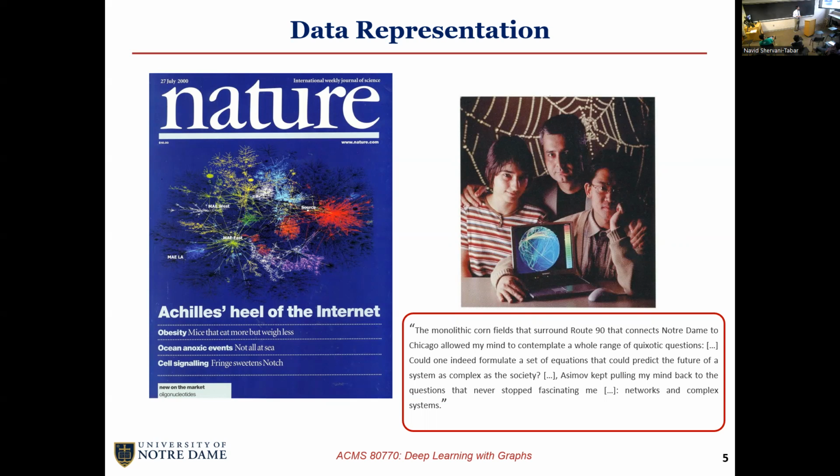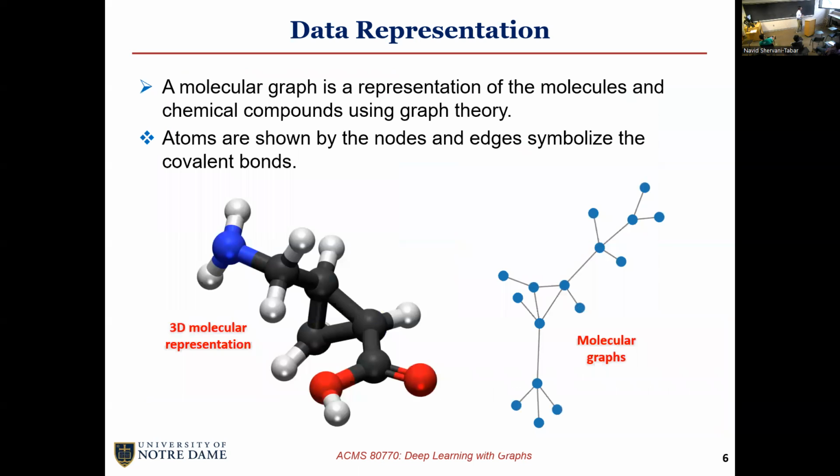He has an interesting introduction where he explains that when he was commuting between Chicago and Notre Dame, he was just thinking about how you can use networks and graphs to represent complex systems, and use their relationships to solve problems. So I'm going to go over a number of cases where you can use graphs to represent things, and where people are using them.